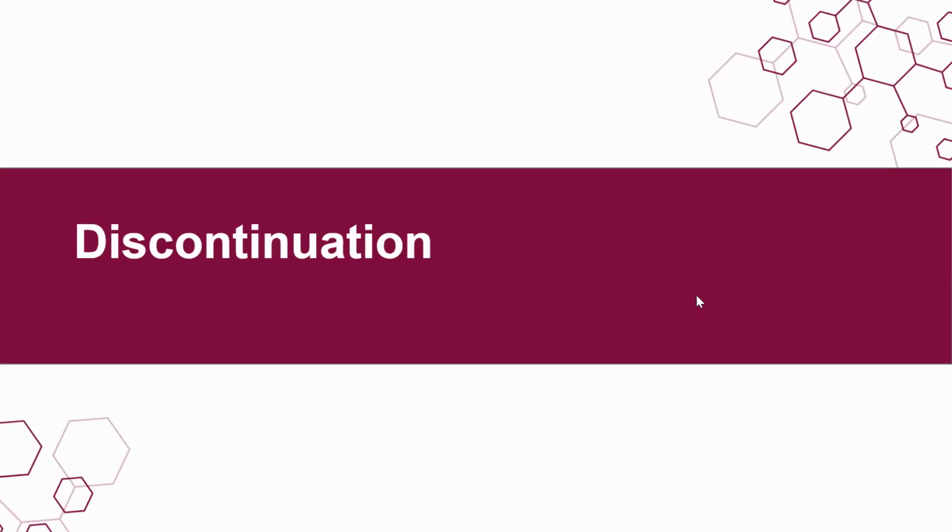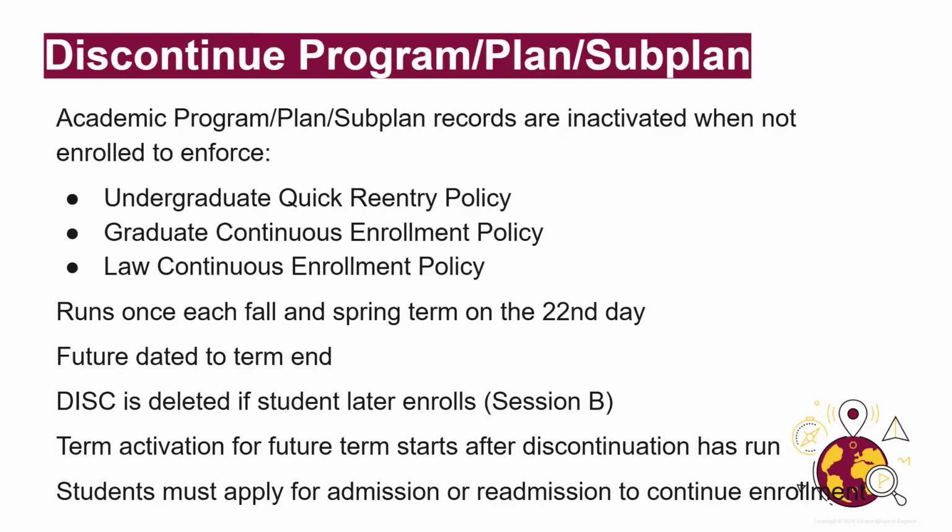Last, I said I would talk about discontinuation. So we discontinue students who don't meet the, oh, that's a typo. I'm going to stop the urge to fix that right here. When they're not enrolled, in order to enforce the undergraduate quick reentry policy, the graduate continuous enrollment policy, and the law continuous enrollment policy. For undergraduates, we used to require they register every fall and spring, or they would be inactivated. Currently, it's 7 semesters, so they get 3.5 years to stay out without having to apply for readmission.